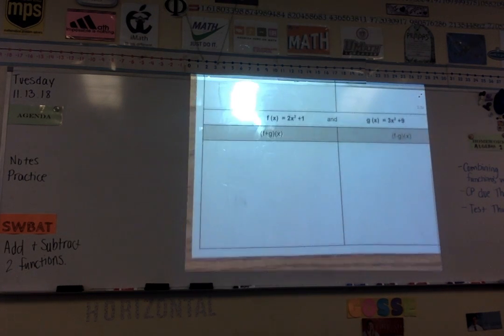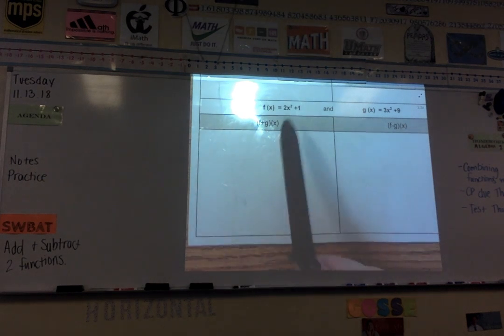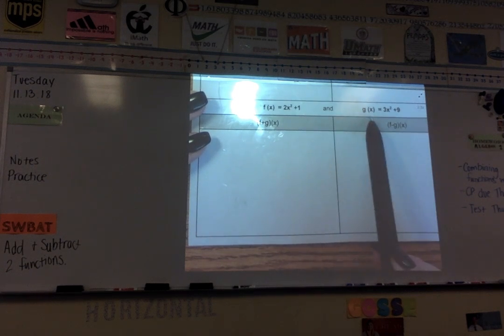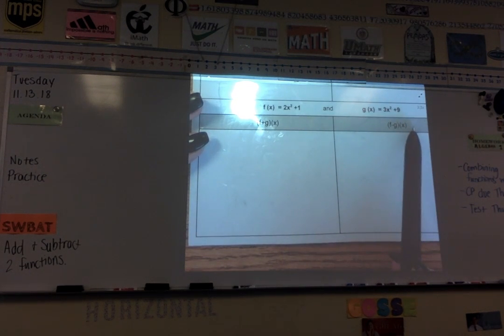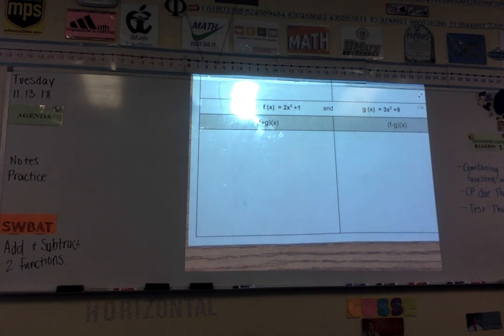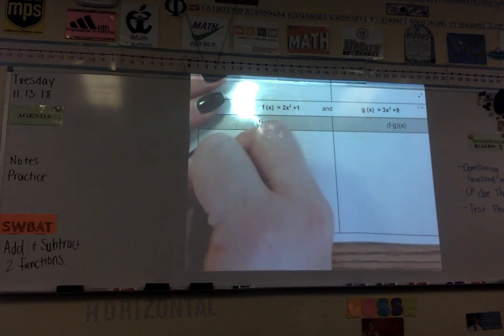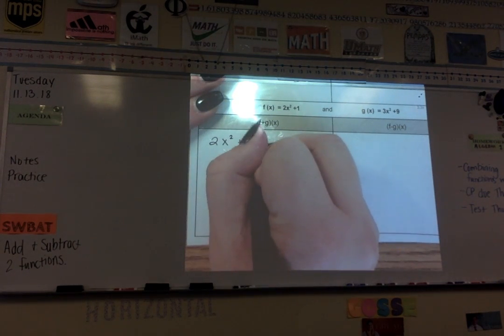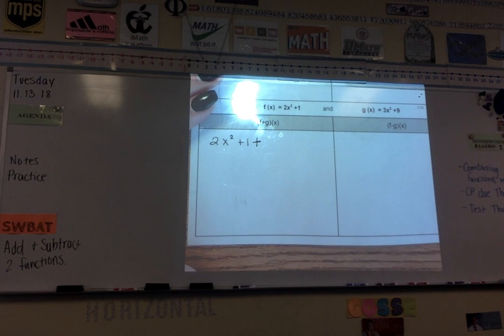So we're going to go down now, and we're going to be using these two functions. f of x equals 2x squared plus 1, and g of x equals 3x squared plus 9. We are doing f plus g of x at the bottom. What do I do first? Copy them down. Great. Which one do I write first? f of x. Good. So I have 2x squared plus 1 plus, because this is my big addition sign. What do I write next?